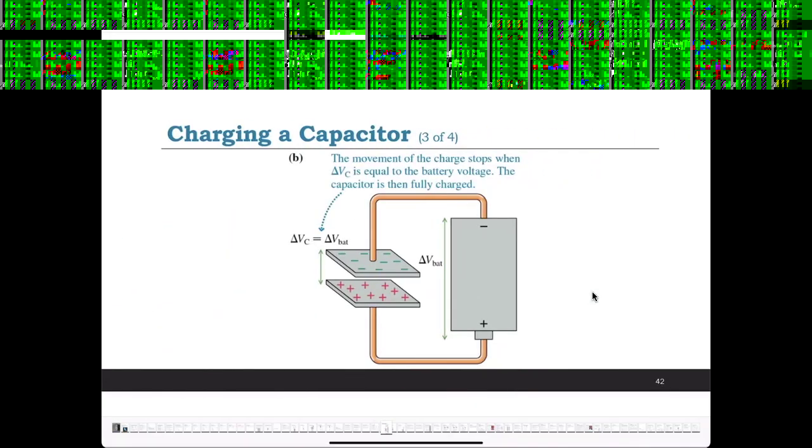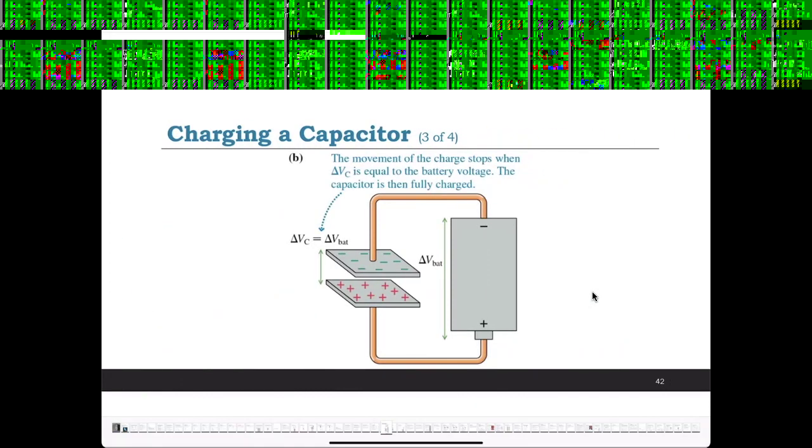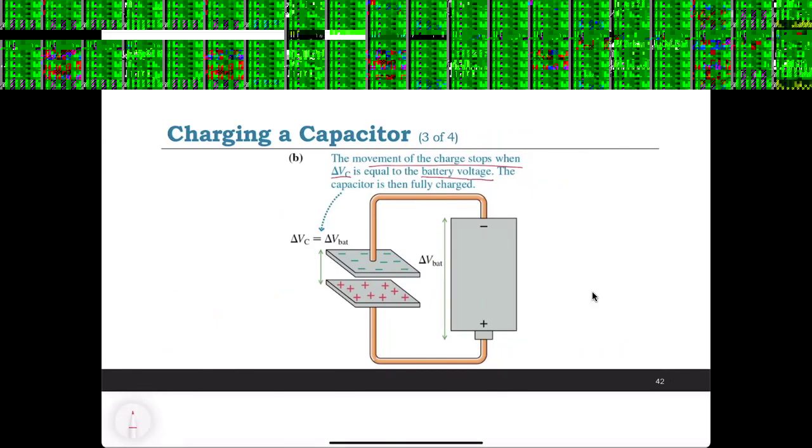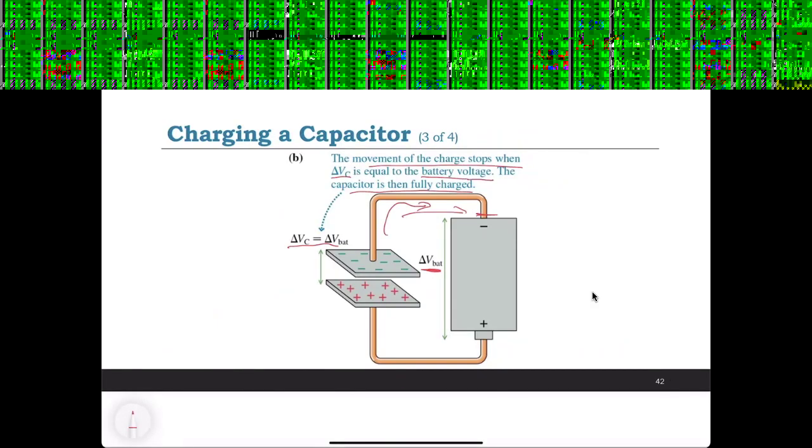Then you can see the movement of charge stops when the potential difference is equal to the battery voltage. The capacitor is then fully charged. If the difference is equal to the battery voltage, there will be no difference here, so there will be no charge flow. Does that make sense to you?